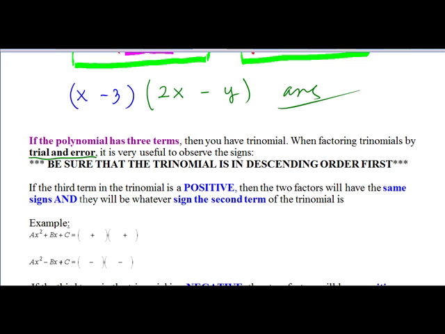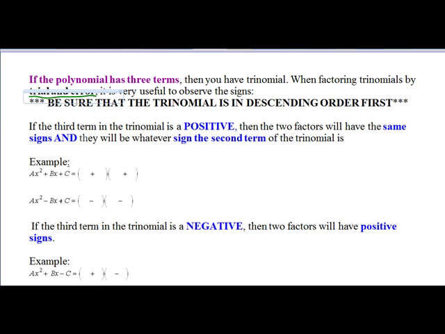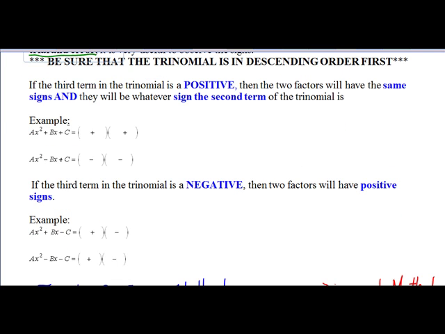In this method, if the third term in the trinomial is positive right here, that means the two factors here will have the same sign, and the sign will be whatever the sign of the second term. So if the second term here is positive, right here you have positive. If the second term is negative, you have 2 negatives. Now if the third term in the trinomial is a negative, then the two factors will have the opposite sign.